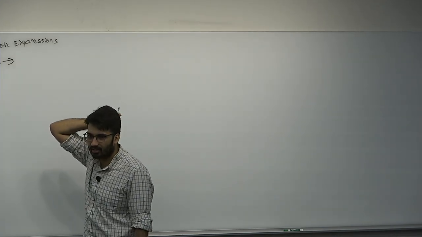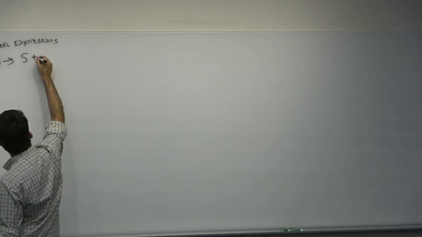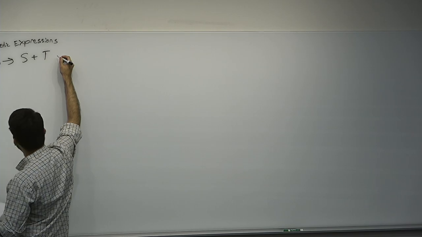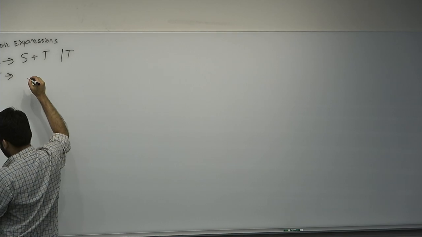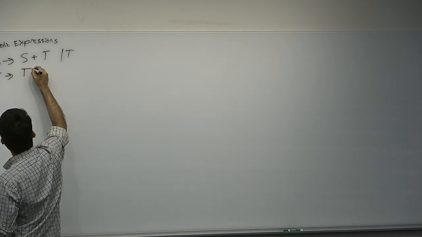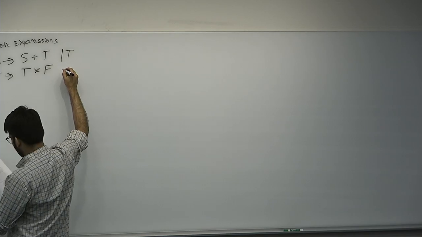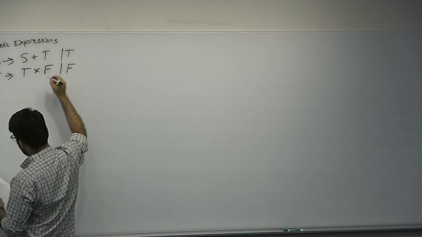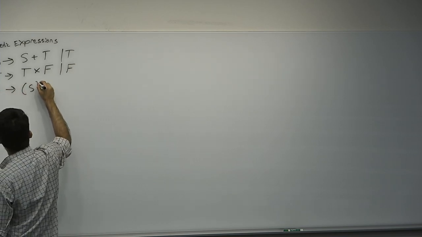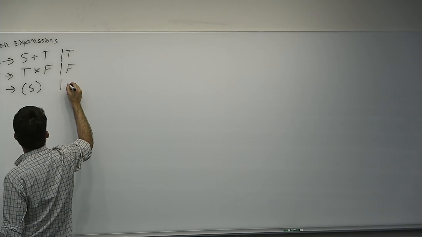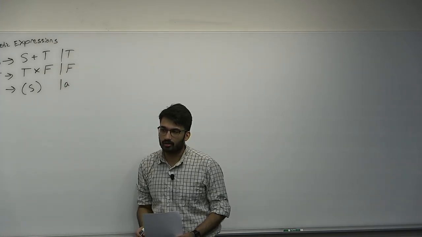Let's say we go an arithmetic expression, and again, this is a very simplified one. It's kind of like a valid calculator string. So I'm going to say S goes to S plus T, or T, and T is for term. Term is going to go to T times F, or F, and then F is going to go back to S, or the number. And instead of doing 1 through 9, I'm just going to do the letter A.